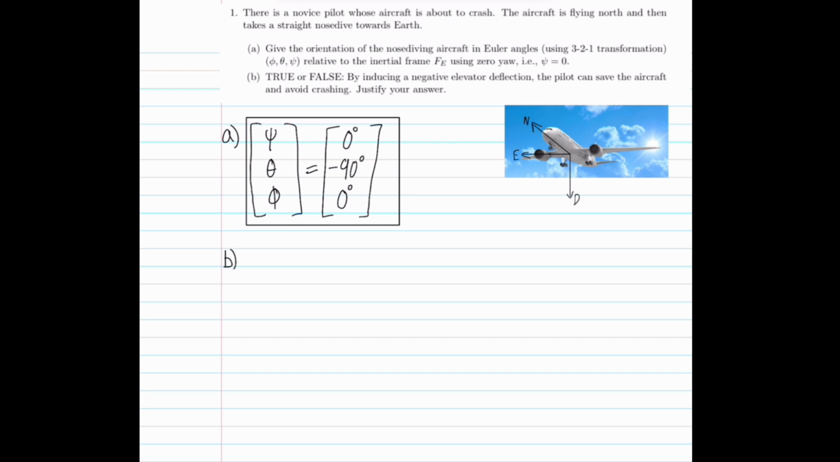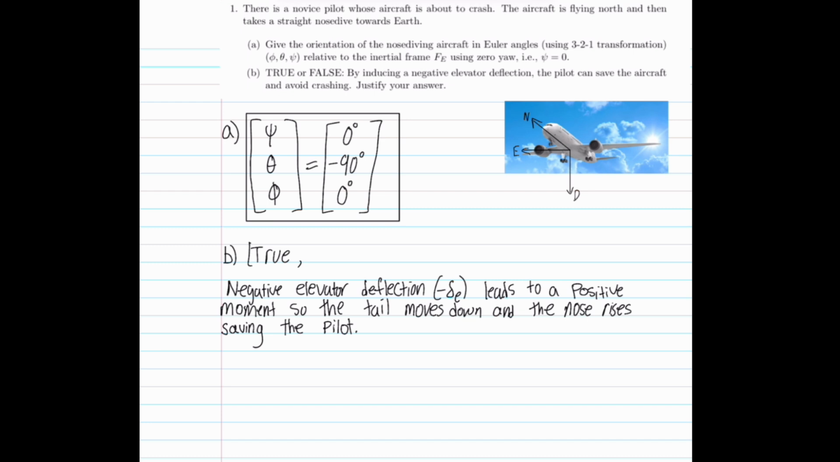Okay, part B, true or false. By introducing a negative elevator deflection, the pilot can save the aircraft and avoid crashing. Justify your answer. This is true. Negative elevator deflection leads to a positive moment, so the tail moves down and the nose rises.